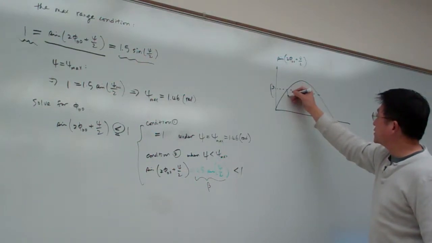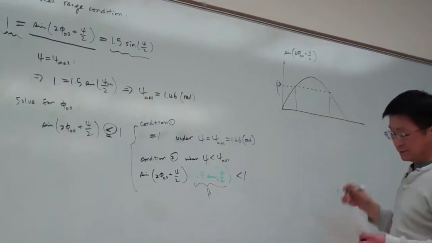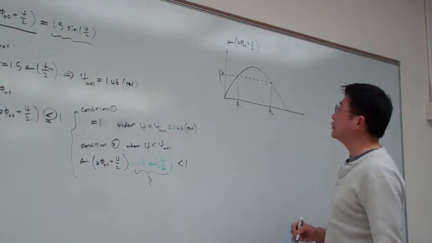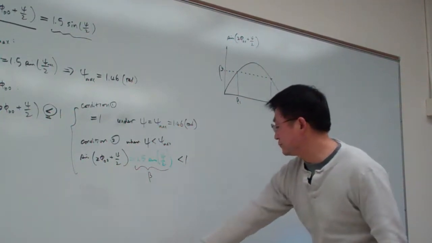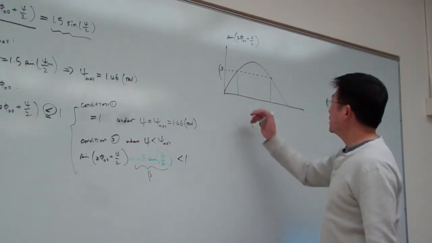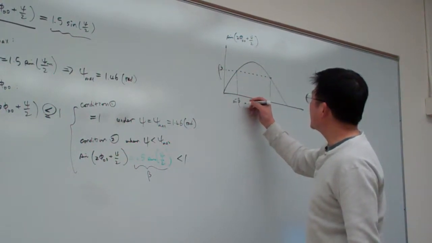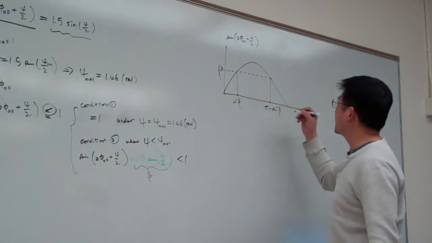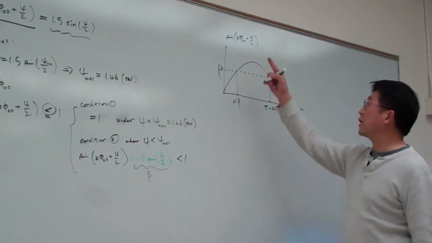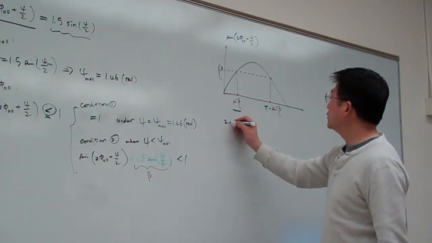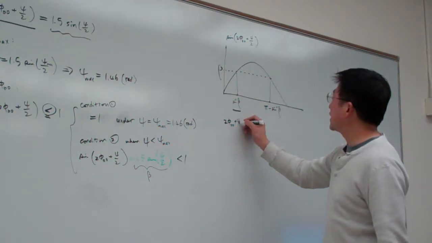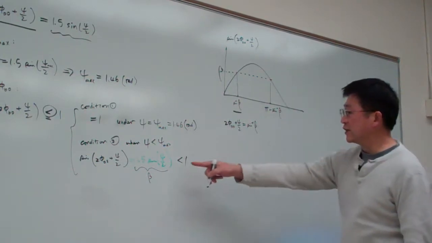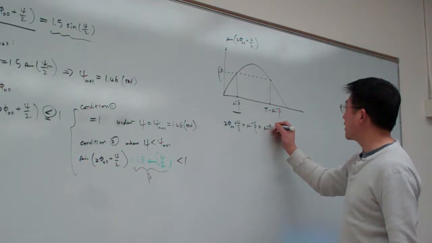So the beta value is anywhere under the peak value here. Again, you can see we have two possible values here. We call one value beta 1 and the other value beta 2. This one value is arcsine beta, and this value equals pi minus arcsine beta, right? Okay, so now, corresponding to this value, 2VBO plus psi over 2 equals arcsine beta.